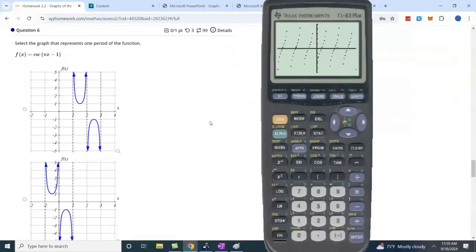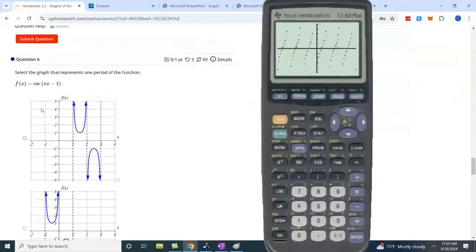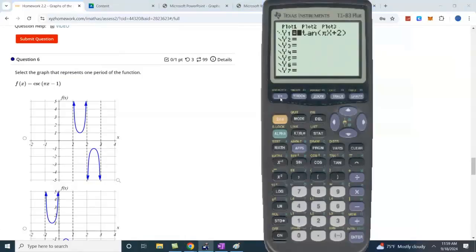Number 6, or at least my number 6. It says graph cosecant of pi x minus 1. I don't have a cosecant function on my calculator, so I have to enter this in as 1 divided by the sine of pi x minus 1.